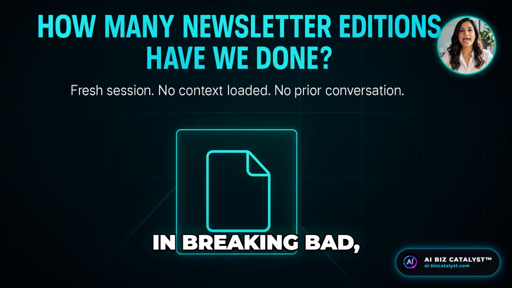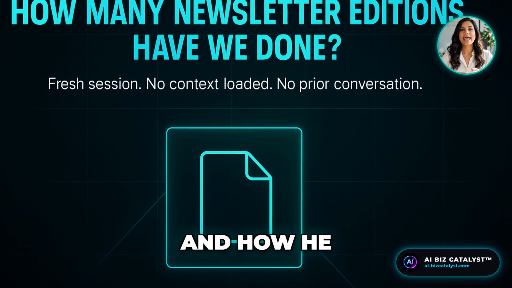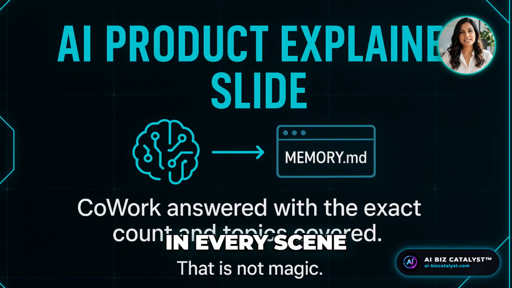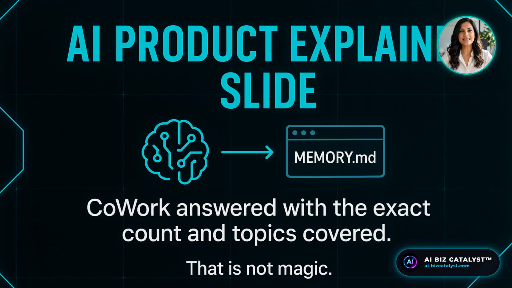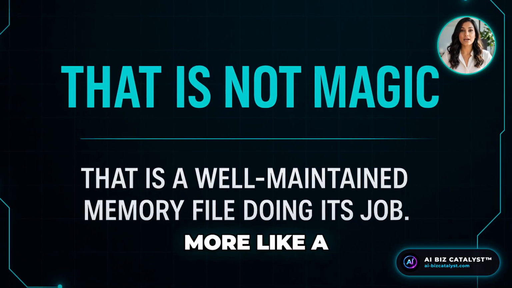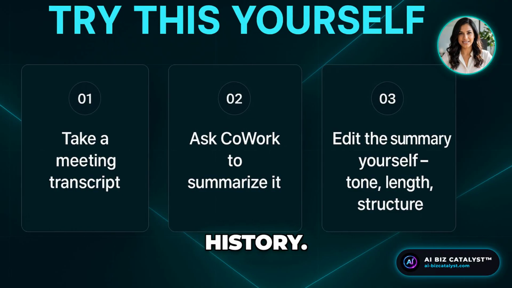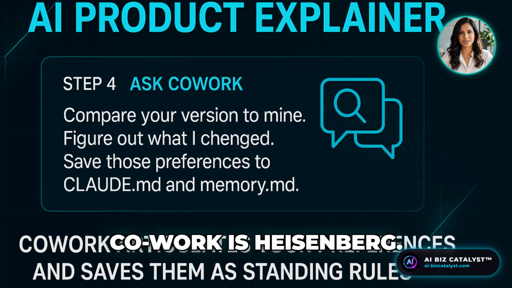Let me explain how memory works in the simplest possible way. You know how in Breaking Bad, Heisenberg knew exactly who he was, what he stood for, and how he operated, in every scene, from episode 1 through the finale? That's persistent memory. Claude Chat is more like a character who wakes up each morning with helpful instincts, but no specific history. CoWork is Heisenberg.